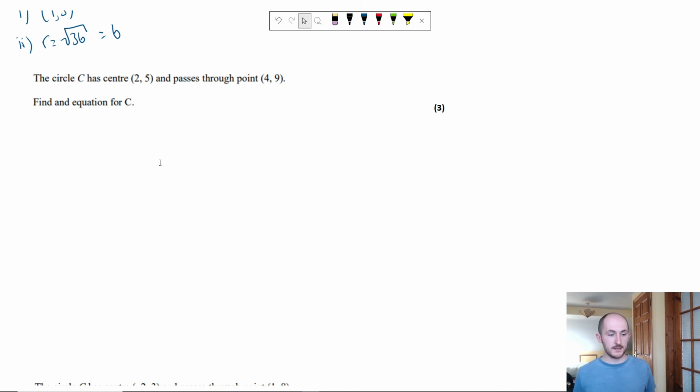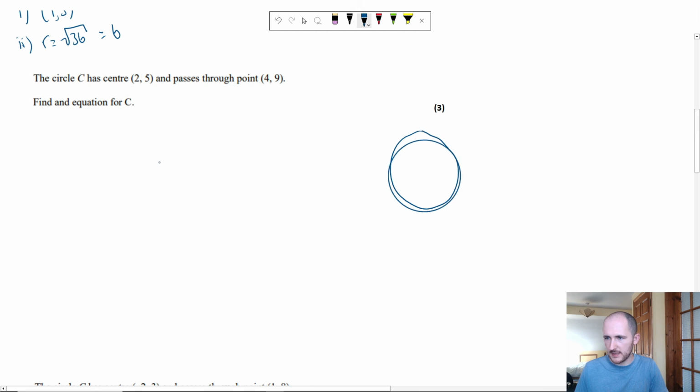So what I like to do, as usual, is draw things out. So let's draw our circle first. I'm going to draw it over here and do my maths on the right hand side, like that. And this point in the middle is (2, 5). And then at this point over here, which is (4, 9), again, it doesn't have to be super exact. It just passes through that point.